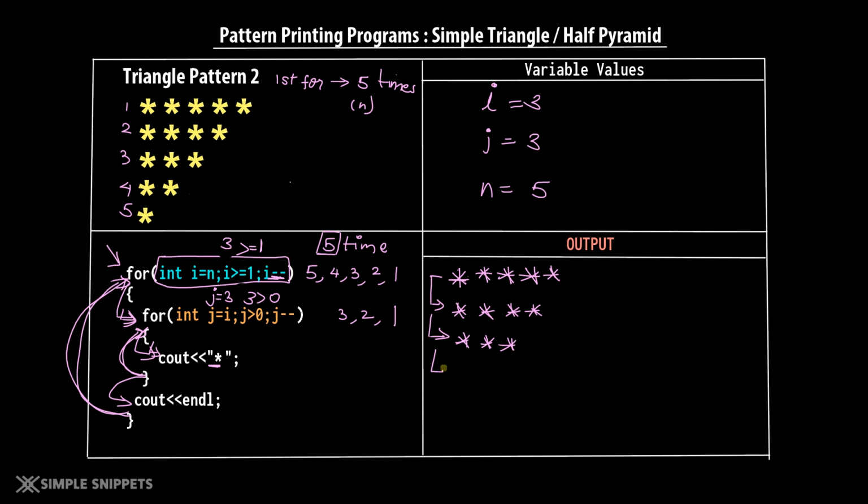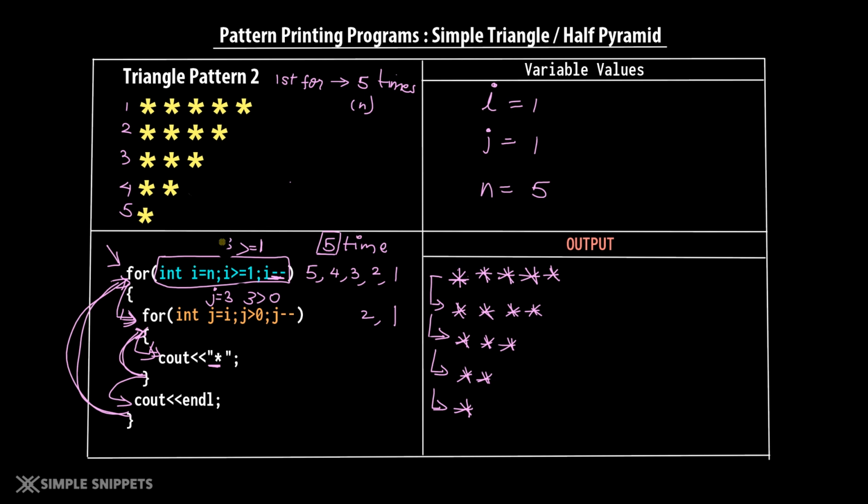Then you'll exit out, you'll print endl, i will become 2, j will also become 2. Then you'll print it 2 times, right? Because now the inner for loop will run from 2 and 1, so 2 times. Then you'll come at the new line, the inner for loop will run only 1 time because i has become 1 and j will also become 1.